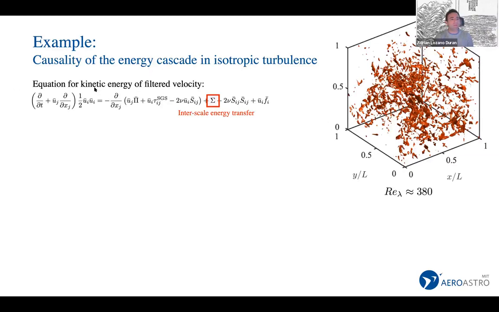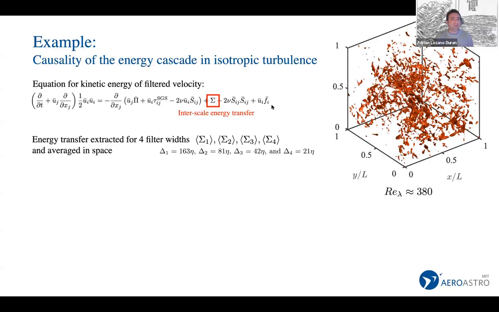But you know, if we take the equation for the kinetic energy, the filter velocity, we get this equation, and there is this term that is the interscale energy transfer. So this will tell you how the energy is going to be transferred across scales. So we took this data and computed this interscale energy transfer. And then we decided to do this. So this equation is for one filter width. So we did this for 4 different filter widths, and we got these 4 different energy transfers.